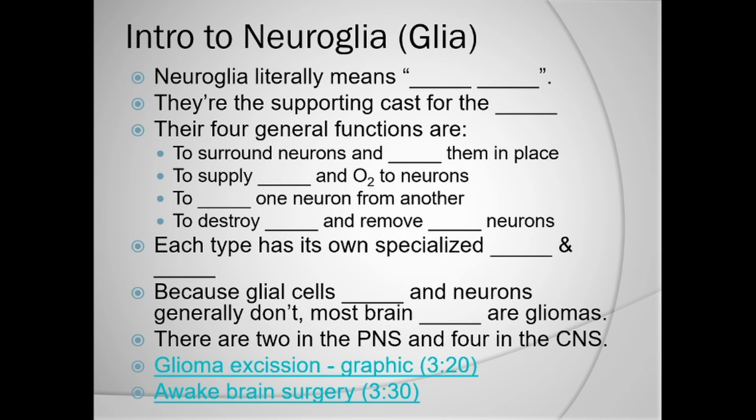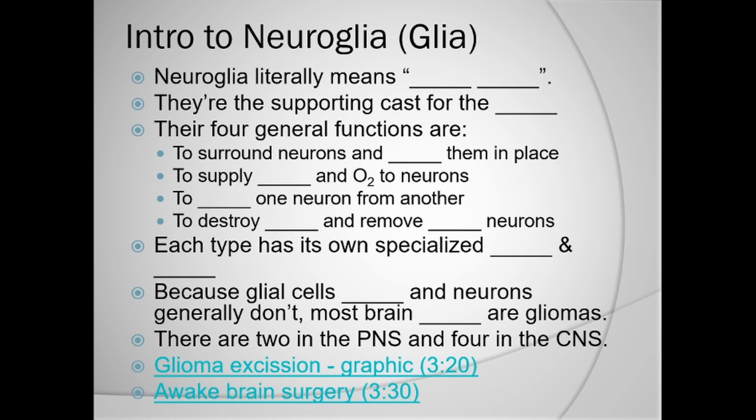Because glial cells divide, and neurons generally don't divide, most brain tumors are gliomas. And if a word ends in oma, it means it's a growth or a tumor or a mass of cells. So most brain tumors are gliomas. There are 2 glial cells in the PNS, and there are 4 in the CNS.